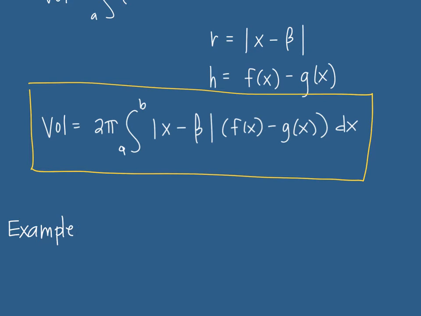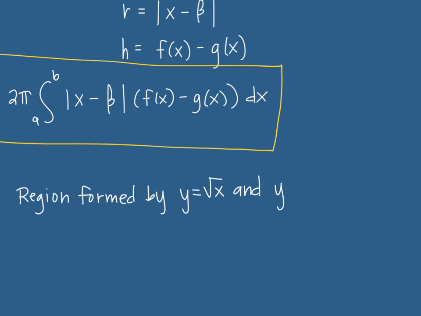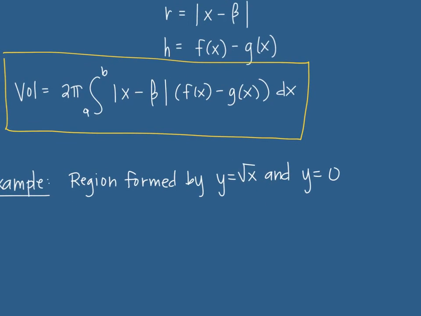Okay. All right, let's look at a region formed by the square root. Let's look at y equals square root x and the x-axis, which is y equals 0, on the interval 0 to 4. And I'd like you to rotate that around two different vertical lines.